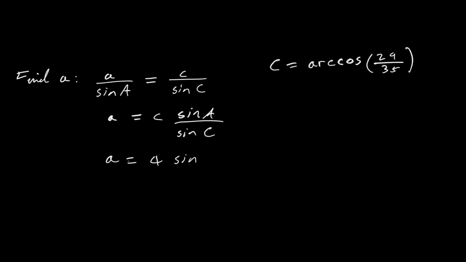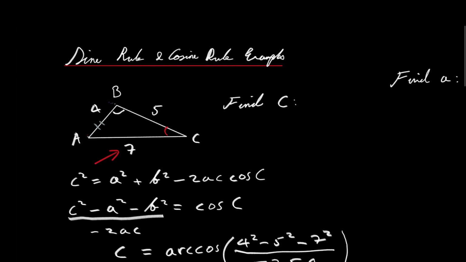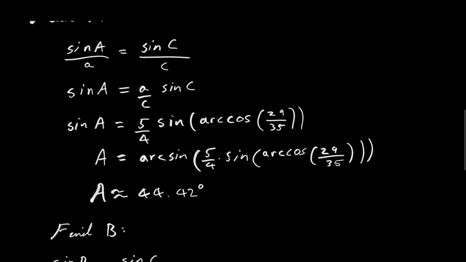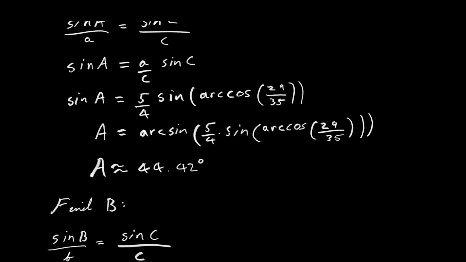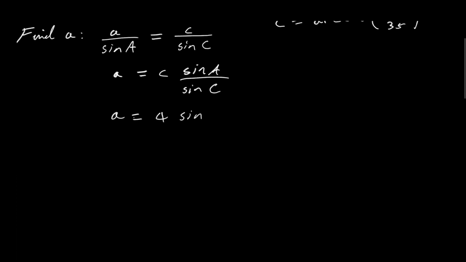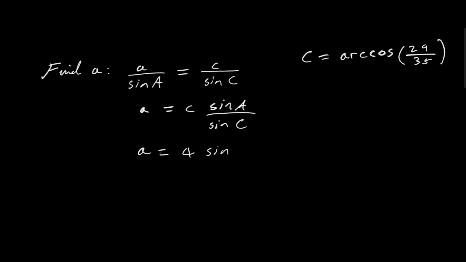But what was the sine of A? If we go back to when we found the sine of A, rather than using an approximation, we will use this expression. We will use the arcsine of 5 over 4 times the sine of the arc cosine of 29 over 35. And this example is going to work out really neat.